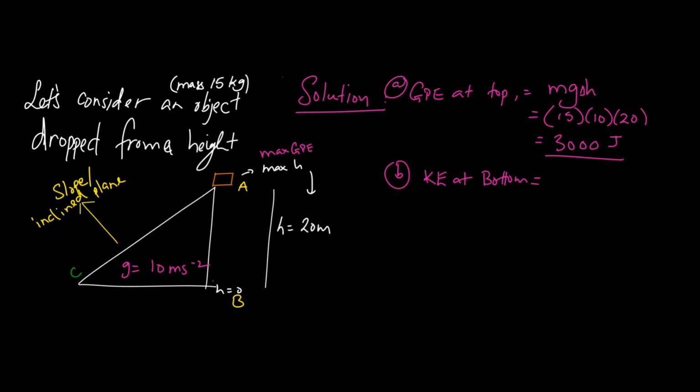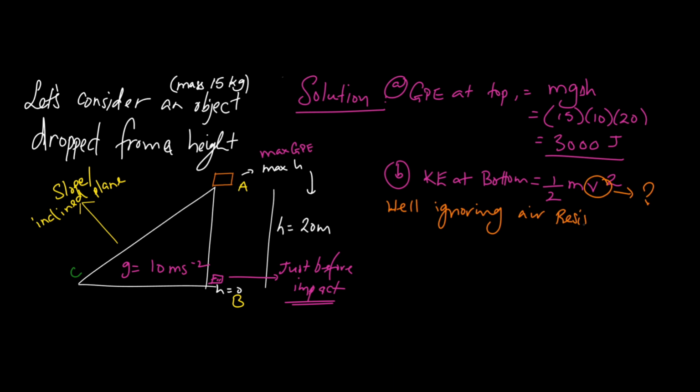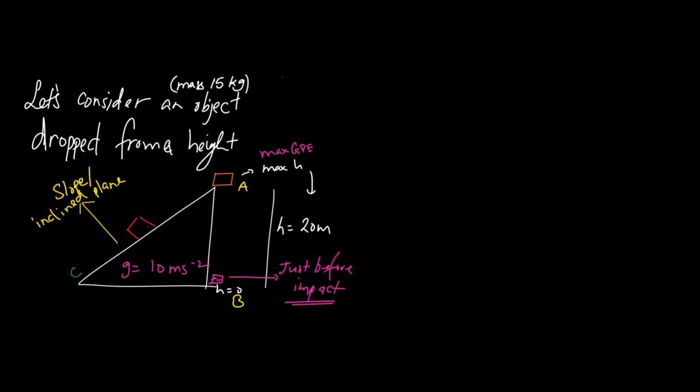What is going to happen to the kinetic energy at the very bottom? Considering that the object is not allowed to touch the slope at all, or any surface, and ignoring any resistance, just before impact this kinetic energy should be its largest value, meaning that the object is moving the fastest just before impact. The gravitational potential energy at the very top equals the kinetic energy at the bottom just before impact, making that also 3000 joules.